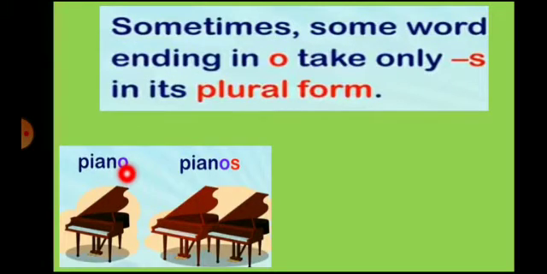So, according to the rule, we have to add ES, but the word piano is a naughty word, it is not following rules. So, to make the plural of piano, we have to add only S. So, it becomes pianos. So, children, remember this word.